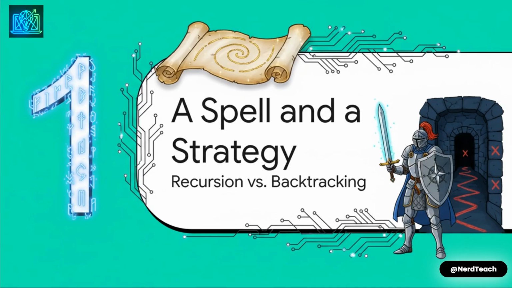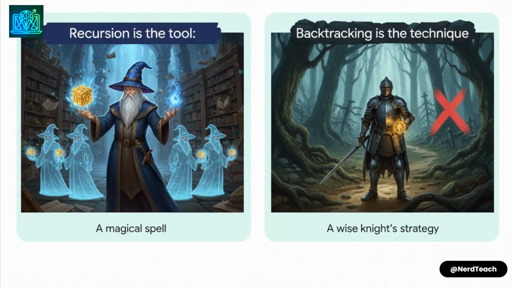In our world, those are recursion and backtracking, and it is absolutely crucial to understand that they are not the same thing. Here's the best way to think about it. Recursion is your tool. It's like a magical spell that lets you create copies of yourself to explore a bunch of different paths all at once. Backtracking, on the other hand, that's your technique. It's the strategy a wise knight uses to explore a dark forest, knowing exactly when to push forward and, just as importantly, when to turn back. So put simply, recursion is the how, and backtracking is the what.